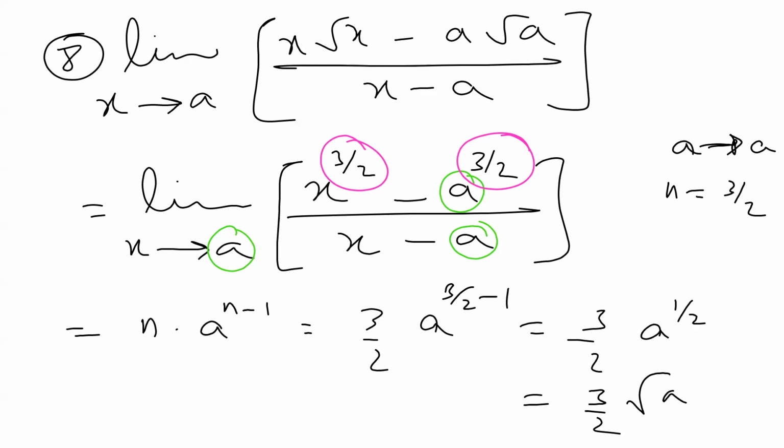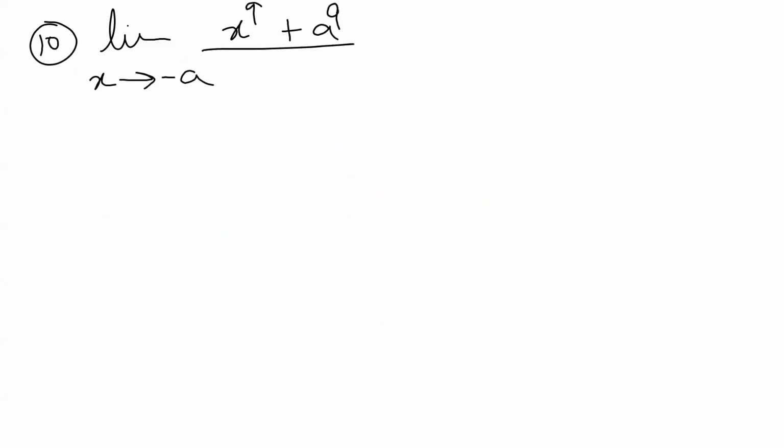Let's go to question number 10. We'll solve question number 10, 11, and 12. Question number 10. Limit x approaching towards minus a, x raised to 9 plus a raised to 9 upon x plus a. Now here, this is equal to 9. This is given. We're not proving it is 9. They are saying if this value is equal to 9, we need to find out the value of a.